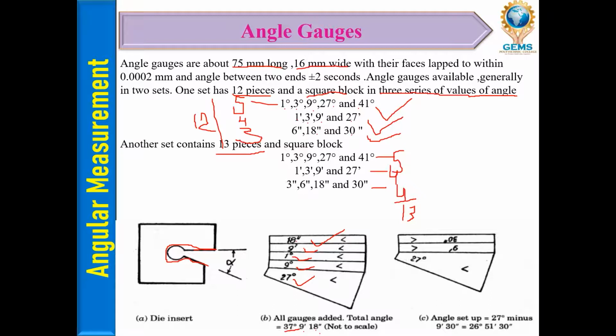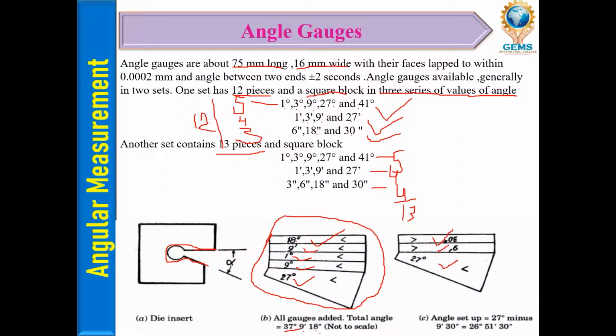These are the additions of the angle. We can add like this. If an angle setup is like that, it means a subtraction is there. Suppose you want a required angle like this. Suppose you add a 27 degree angle gauge, and then we can subtract 9 minutes and 30 seconds.